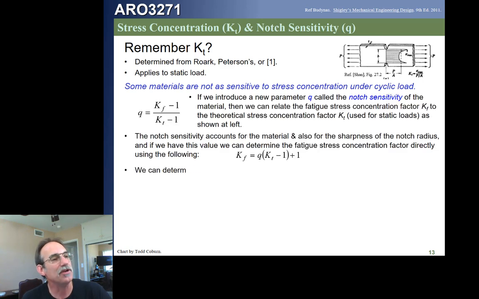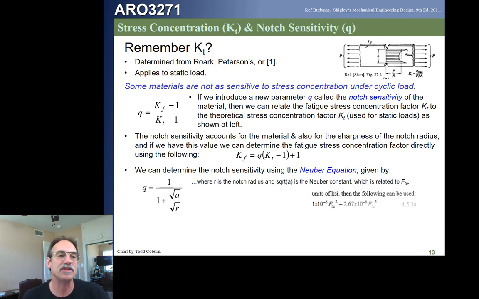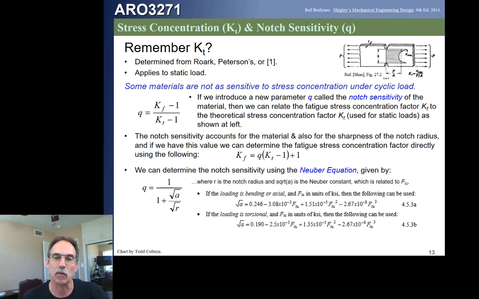So this is how the Neuber equation is defined up above, but the way we're going to calculate it is usually not using this upper equation. What we're going to do first is figure out what the square root of A term is in this lowermost equation. So if you look down below, we're going to see if the loading is in bending or axial load. Then we'll take FTU and we'll plug it into that first polynomial. If the loading is torsional, then we will plug in FTU into the second equation. You'll notice this doesn't give us A, it gives us the square root of A. So don't make the mistake of now taking the square root again of that factor.